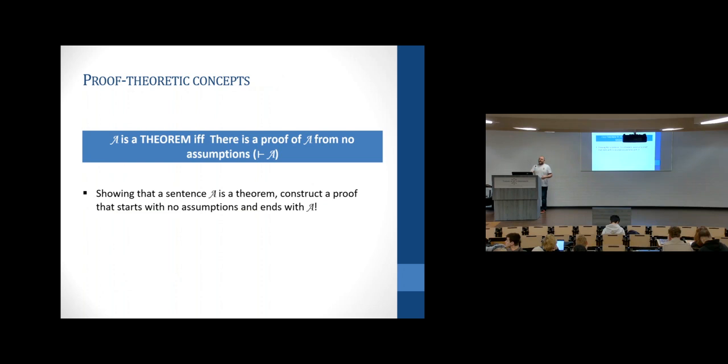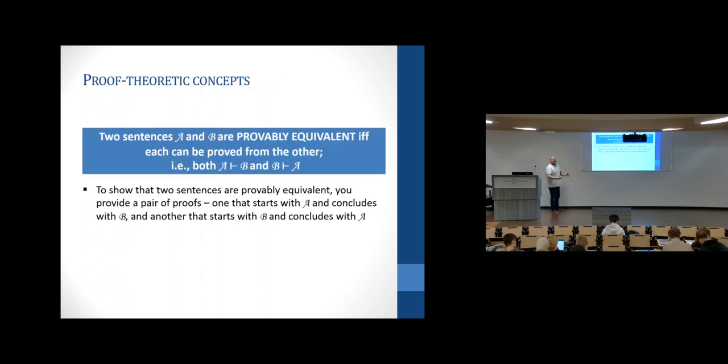So we can show that FOL sentences are theorems. You can guess what the next thing is going to be, right? Two sentences are provably equivalent in FOL if and only if you can take one and prove the other, and then take the other and prove the one, right? Construct two proofs, one starting with the left hand and deriving the right, one starting with the right and deriving the left. So this is the same concept as with TFL.